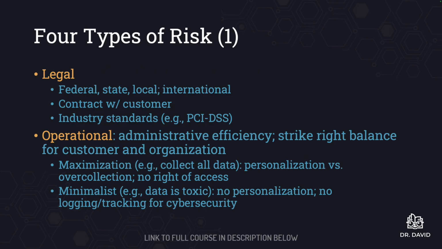For the exam, there are 4 types of risk that you need to know about, and these are very broad categories: legal, operational, reputation, and strategic. Legal risk, as you might imagine, deals with any violation of federal, state, local, or international law. A contract that we have with a customer, this could be an individual or it could be another business. This contract and violation of that contract could also pose a legal risk for our organization. Also, with regards to legal, are industry standards, for example, the PCI DSS, which we've discussed.